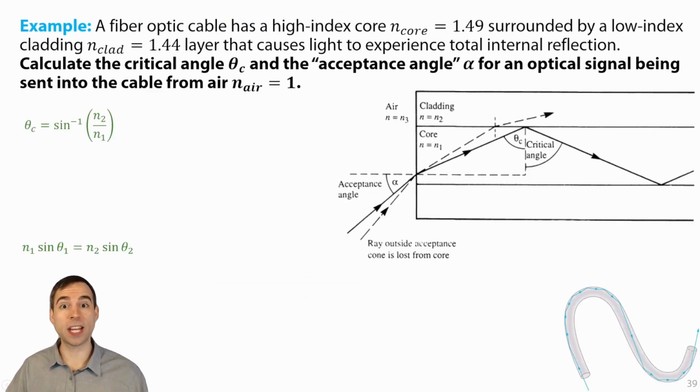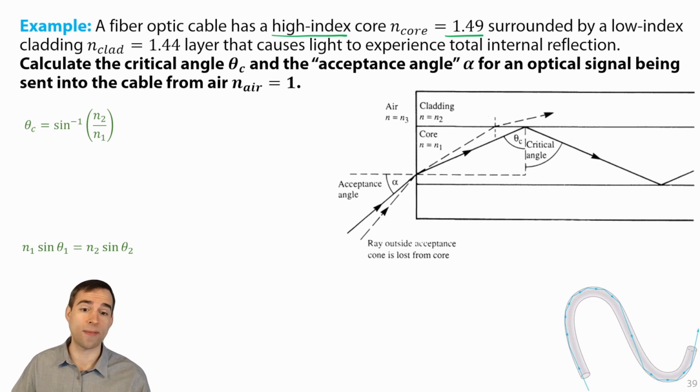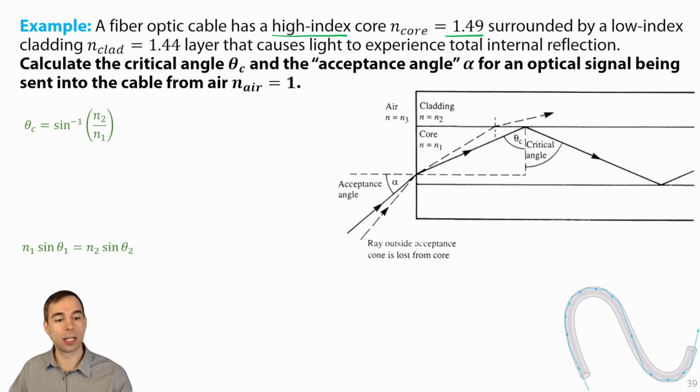Okay, so let's try an example of total internal reflection with a fiber optic cable. Here we have a high index core with an N value of 1.49. That's a high index material on the inside, and a low index cladding material, 1.44, on the outside of this fiber optic cable, and this causes light to experience total internal reflection.